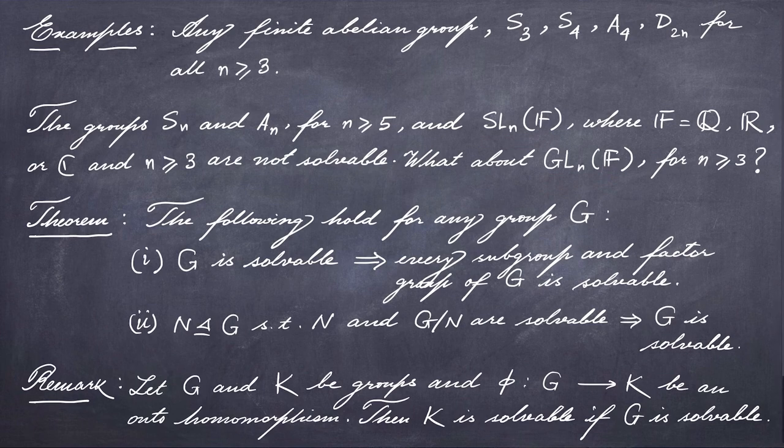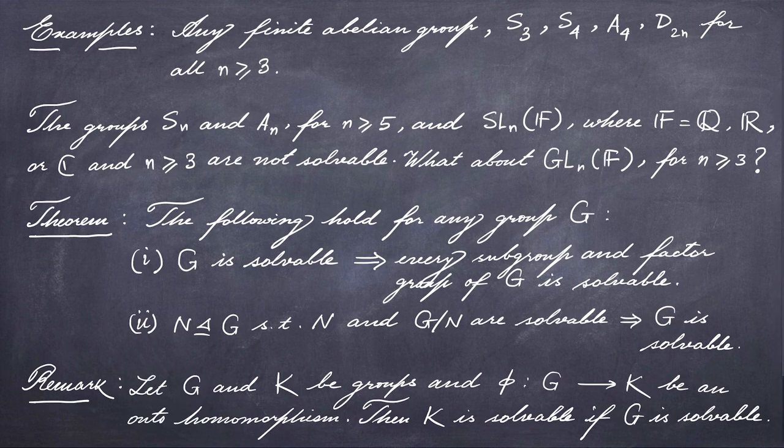And the answer is not immediate, because finding the derived subgroup of GL_n requires some work. We cannot simply say that the derived subgroup of this will be just SL_n. That is not clear, right? Whether GL_n(F) is solvable or not requires some work. However, the following theorem, which is a very general theorem, provides us an answer to this question, and the generality of the theorem will answer such similar questions for other groups as well.